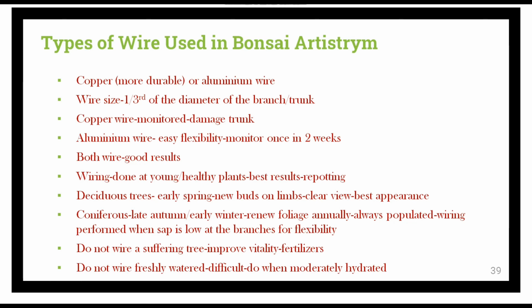So the types of wire preferred are copper or aluminum. Both wires do well, but when you use copper, it might damage the trunk, but both are giving good results. The aluminum wires are a little more flexible than the copper wires. So wiring can be done on young and healthy plants. You will get the best results when done during repotting. Wiring can be done in deciduous trees during early spring, whereas for coniferous, it is done during the autumn season.